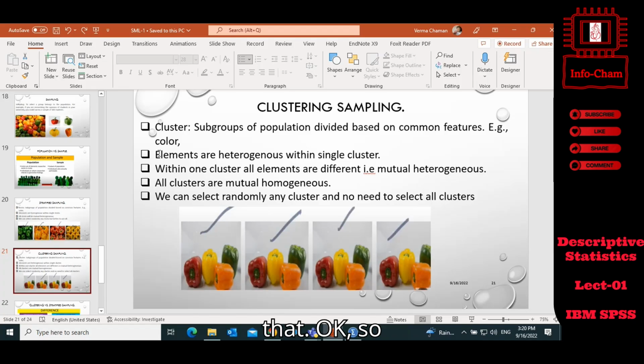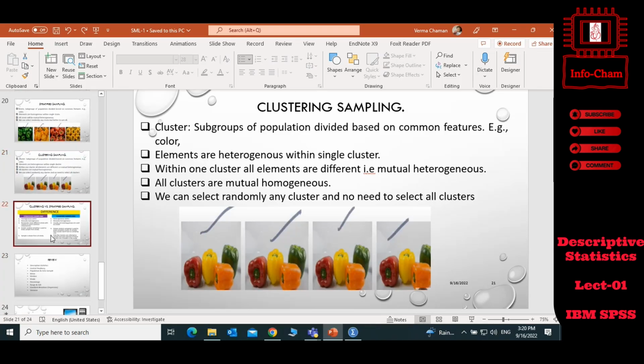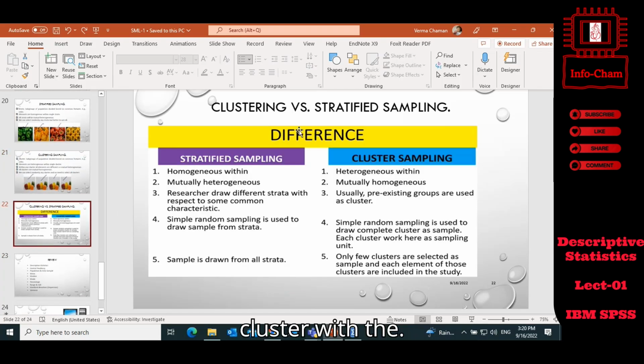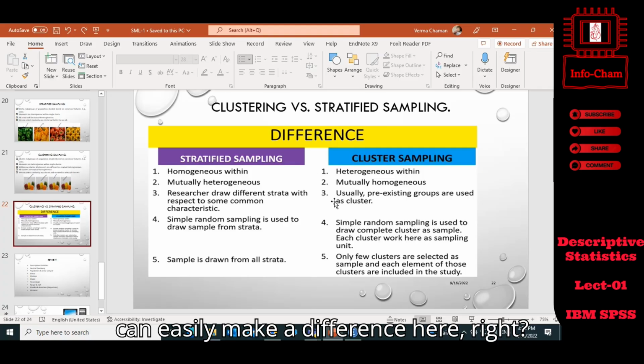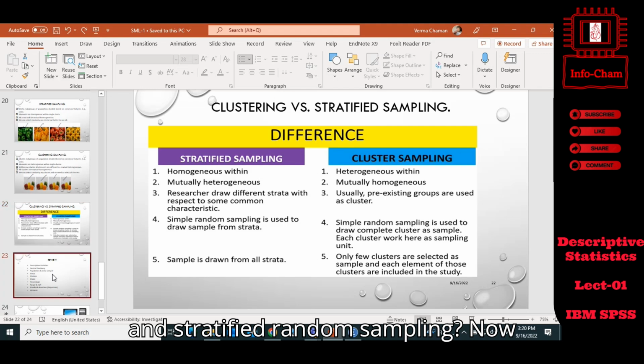Okay, the theory I have already written here. You can check it. Cluster versus stratified sampling again. This is the difference, please read it. I think if you understand the graph, you can easily tell the difference. What is the difference between cluster and stratified random sampling?